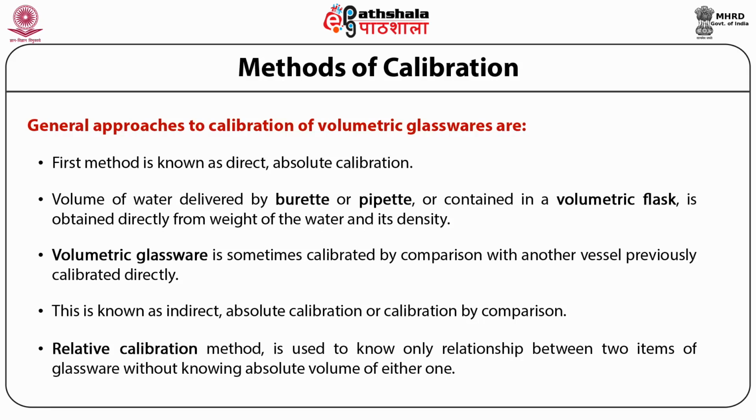For the calculation in this analysis, it would not be necessary to know the exact volume of the flask or the pipette, but it would be required that the pipette hold exactly 1/5 as much solution as the flask. This method is known as relative calibration, and this is a very simple method of calibration.